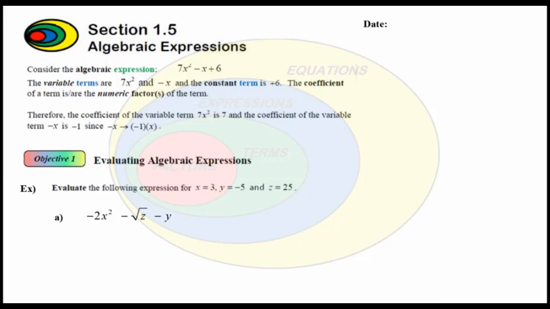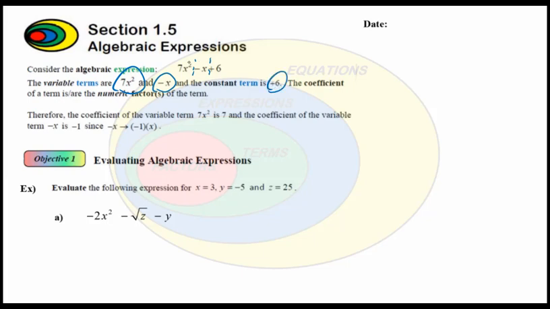All right, for composition of mathematics, here is section 1.5 on algebraic expressions. Nothing's going to change how we read the composition of an expression. When we see an algebraic expression that contains variables, we still read it the same way. We can look at this and notice there are three terms: a 7x squared term, a negative x, and a positive 6.